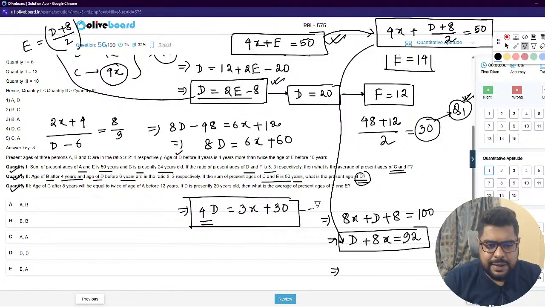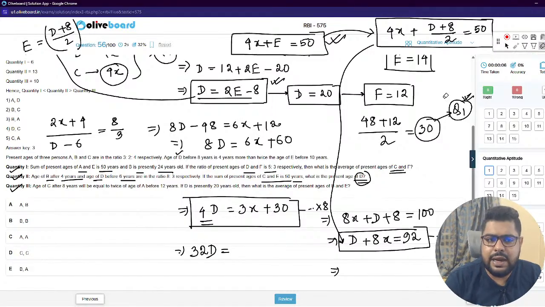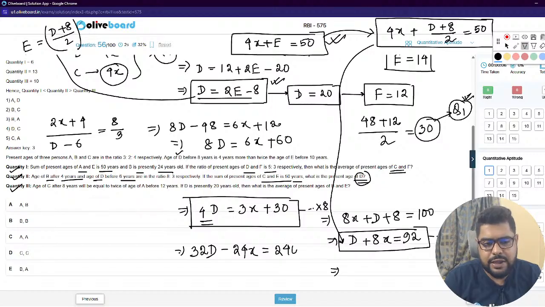So let's multiply this equation by 8. Let's multiply this equation by 3. I'll cancel x directly. So 4 8s are 32x, 32D is equal to, sir, 8 into this. And I'll take this to the left hand side. So it will become minus 3 8s are 24x. It is equal to 3 8s are 240. And 3D plus 3 8s are 24x. It will become 3 9s are 270, 276, sir.